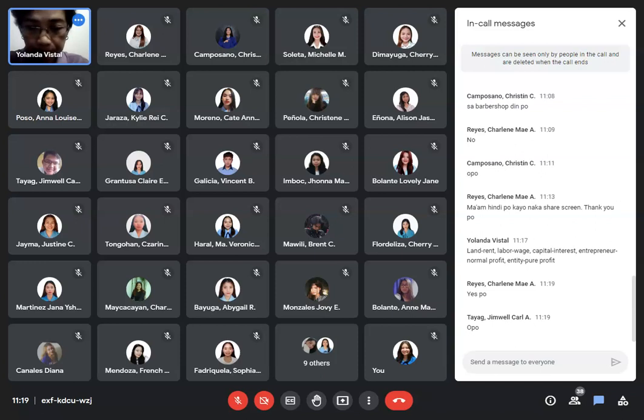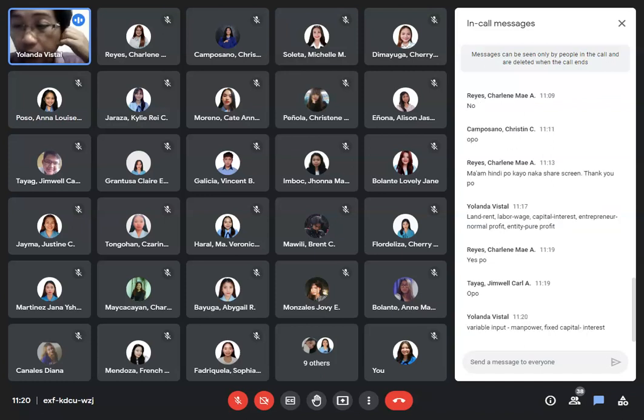Table. Yan. And the fixed input here is capital. So say interest. Yan. Assuming that we only have two factors of production being used. So we only have the variable input, which is labor, and the fixed input, which is capital or machineries. So pag inadd mo yung expenses mo for variable input labor, which is wage, and the interest we pay for capital, so we have the total cost. Total cost is the sum of variable cost and fixed cost in the short run.